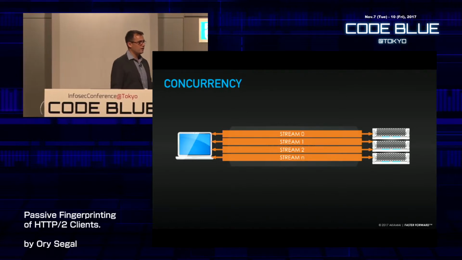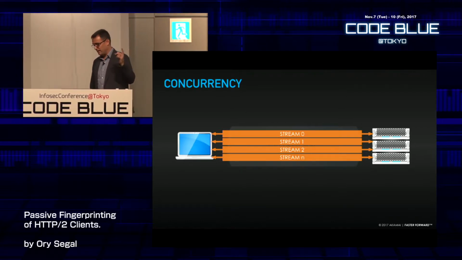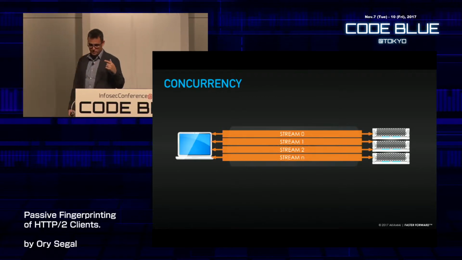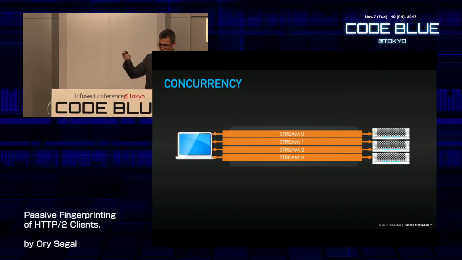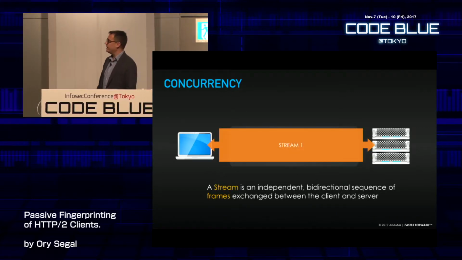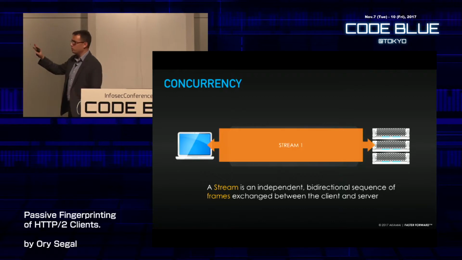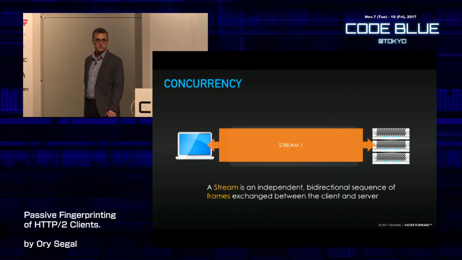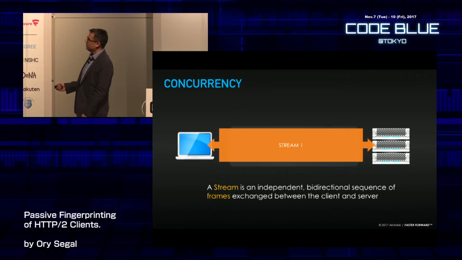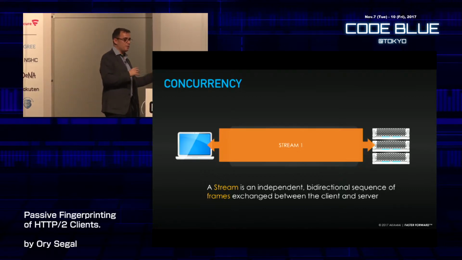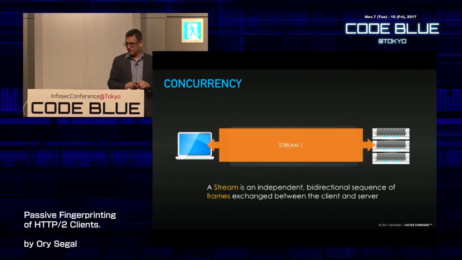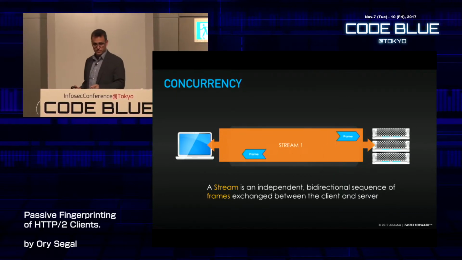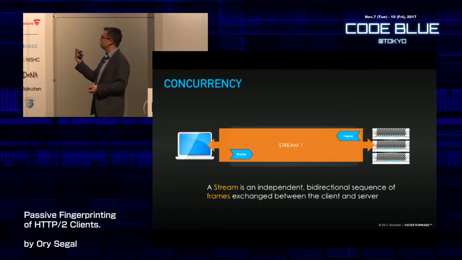Usually the client uses, I believe, the odd numbers, and the server uses the even numbers. I might be mistaken. If you catch this mistake, I apologize. So let's take a look at one of the streams. Again, this is an example of one of the many streams. Could be thousands of streams that are running concurrently. So the stream is an independent bidirectional sequence of frames. We'll talk about what frames are, that are exchanged between the two parties. So here's an example of a frame going back and a frame going from the client to the server.